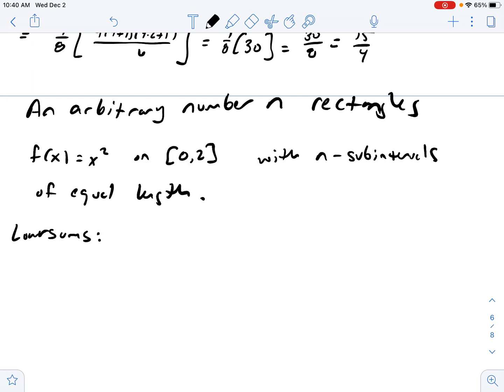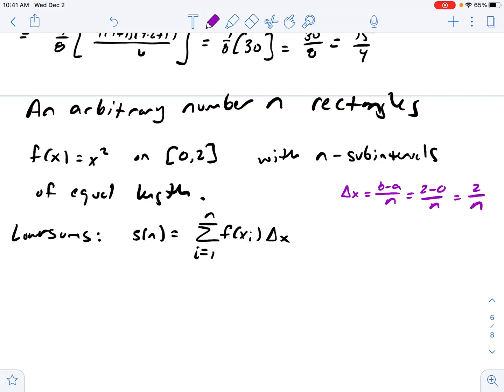So for lower sums, S sub n, again, summation, now i goes from 1 to n of f of x sub i delta x. So let's get our delta x here. Delta x is b minus a over n, which is 2 minus 0 over n, which in this case is 2 over n. So depending on how many rectangles we have, they will have a width of 2 over n.